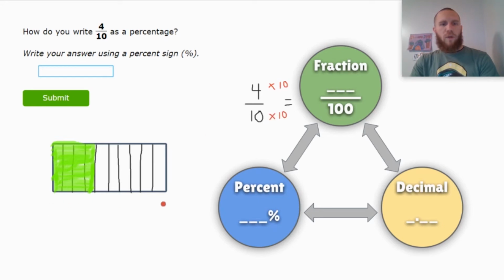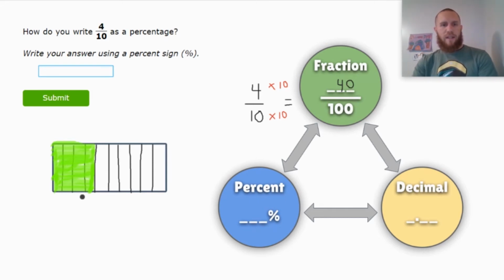So the number of total pieces was multiplied by 10, so I can now get 100. And I multiplied the number of shaded pieces by 10, and I get 40. So the fraction is now 40 out of 100. Now this easily lets me switch between fraction to percent.